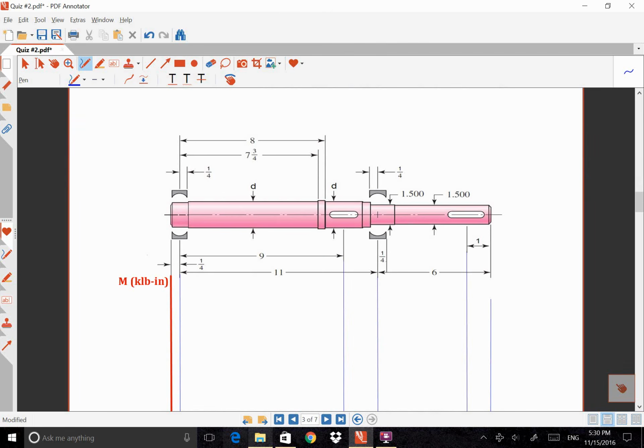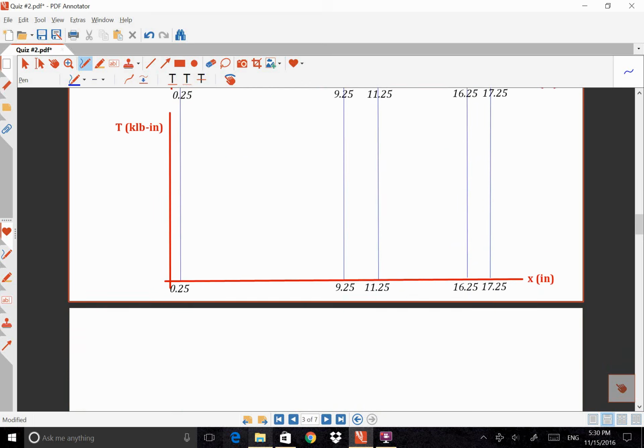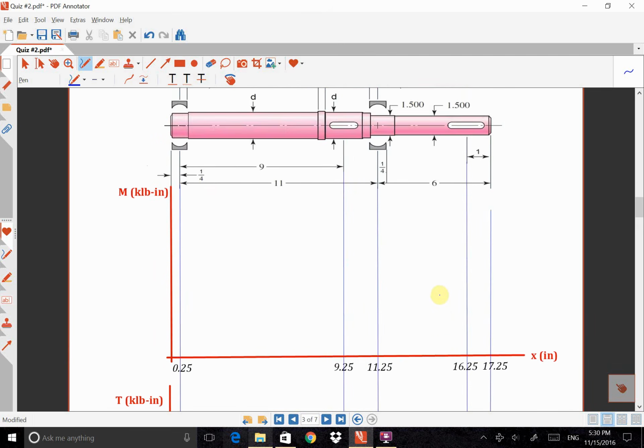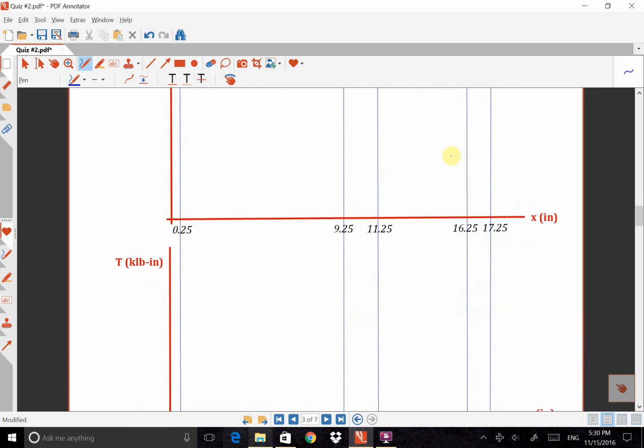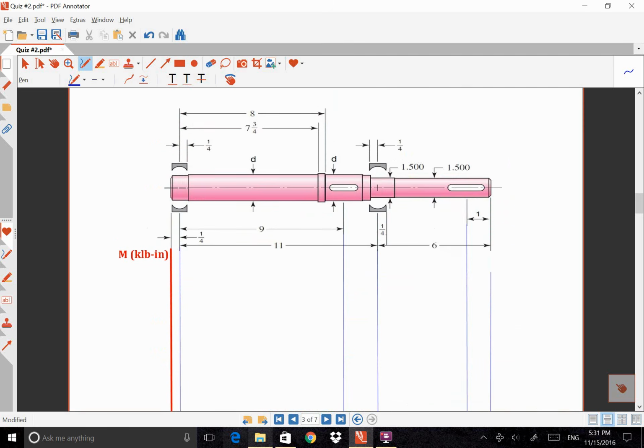Now at this point, I want to draw the moment diagram and torsion diagram for this beam. I'm going to start from the torsion because that's easier. The torsion, we said, is steady and it comes in from one keyway and goes out from the other one. So we have a steady torsion from this point to that point.